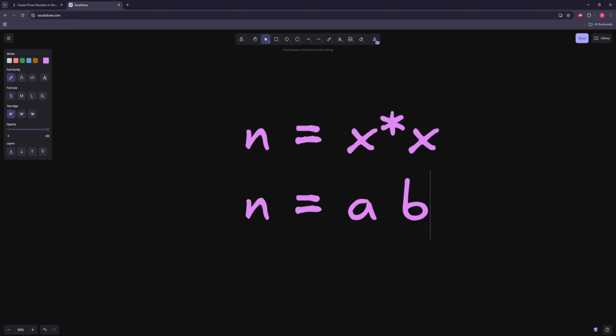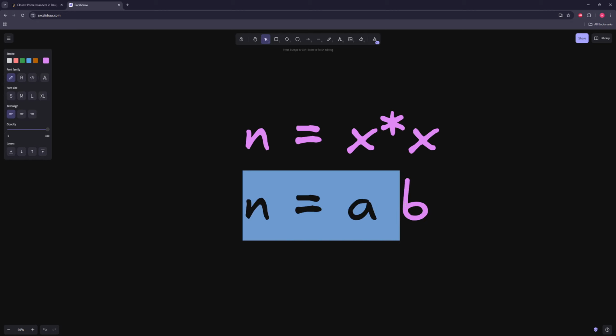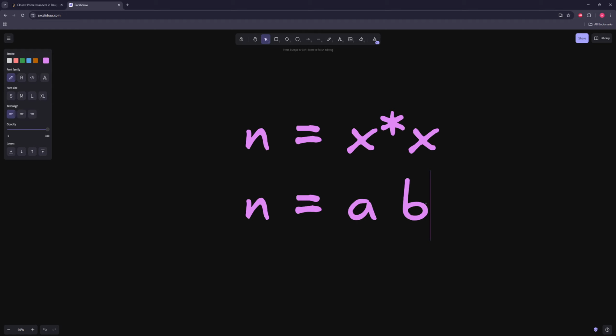Because if I increase the left number, then the right number has to decrease, right? If a is bigger than x, then b has to be smaller. So if n has two factors and it's not a prime number, one of those factors has to be less than the square root of n, or it can be a square. So that's why when we check if a number is prime, we only have to go through the digits of 1 through the square root of n. And that would be n square root of n.